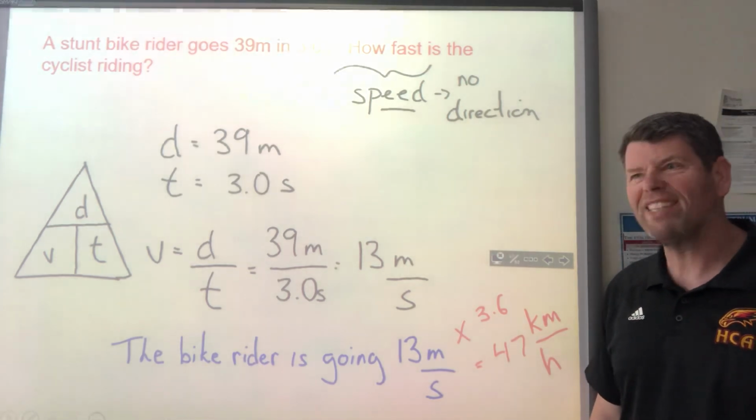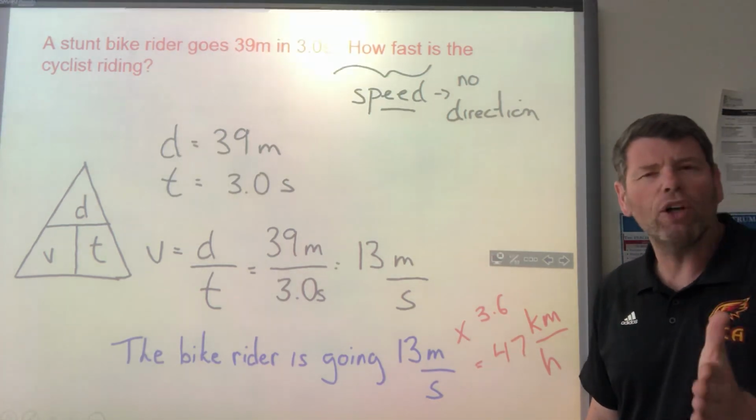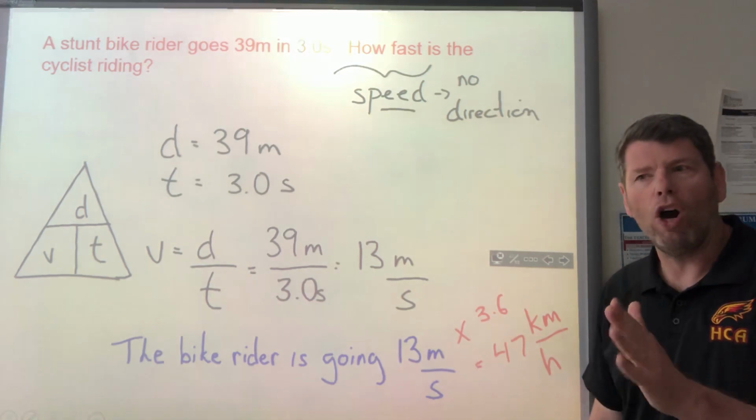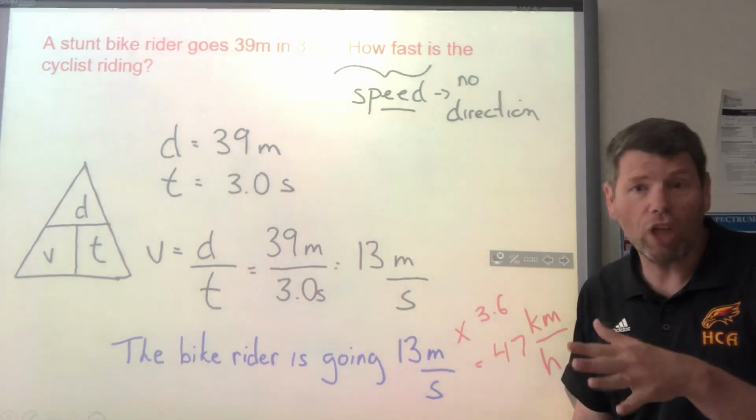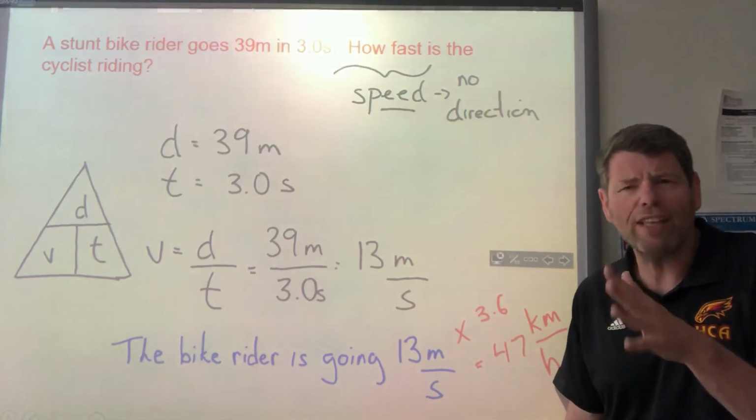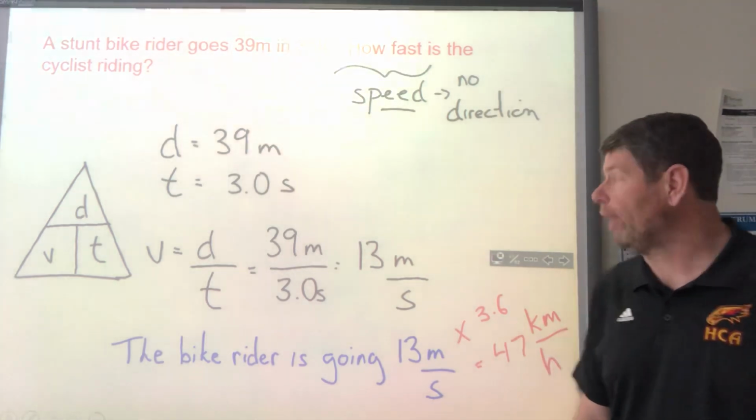And of course, that's the legal maximum speed limit on a typical Calgary residential street, right? 50 kilometers per hour. So it gives you a better sense of how fast this bike is going.